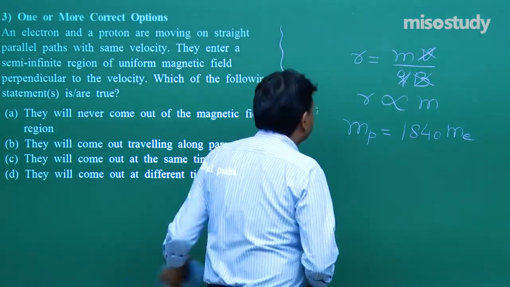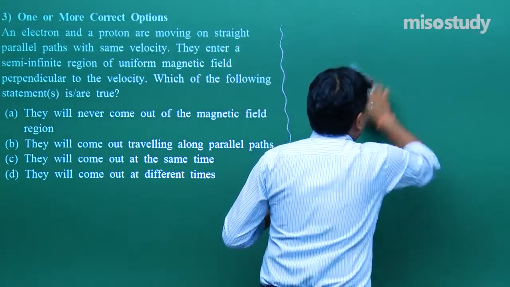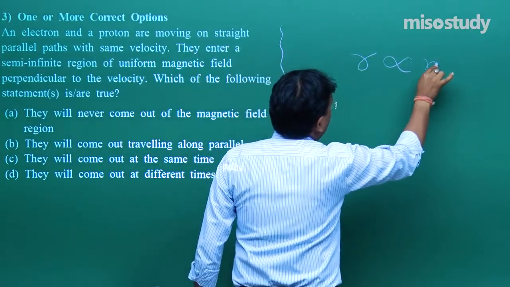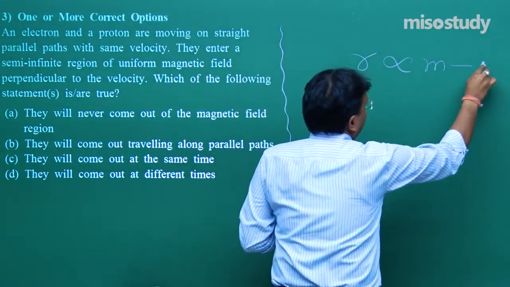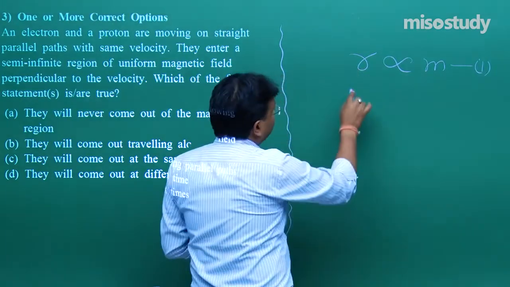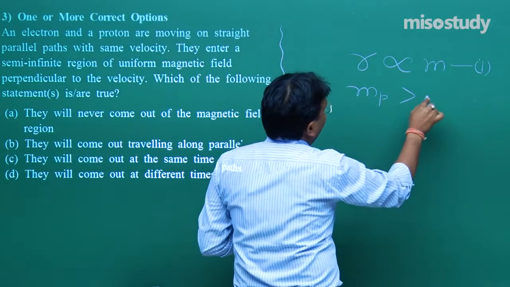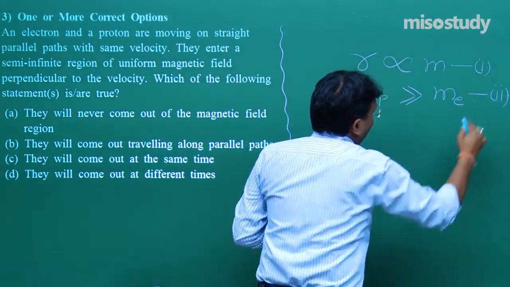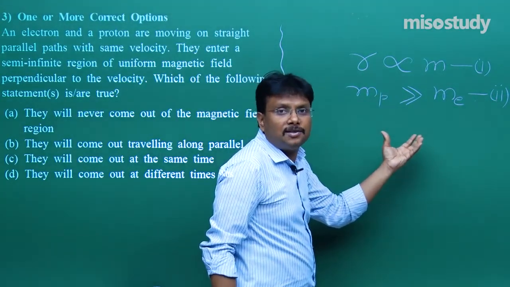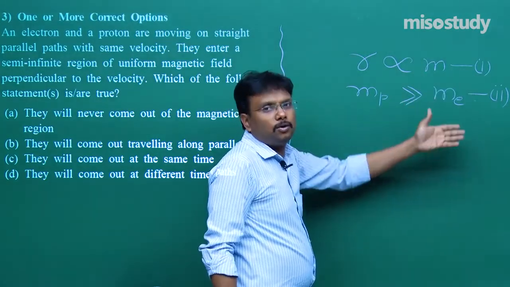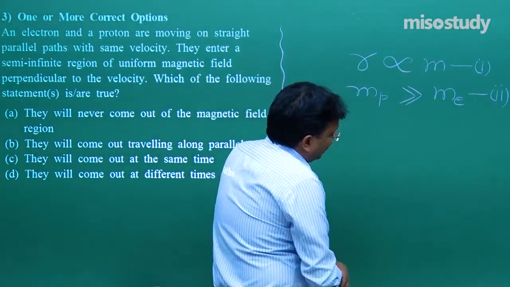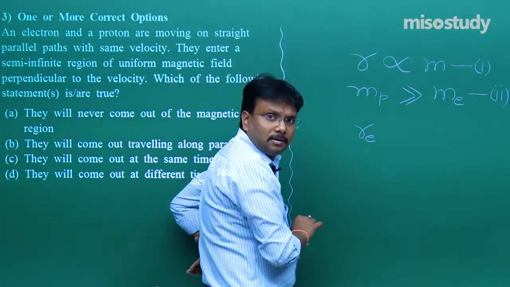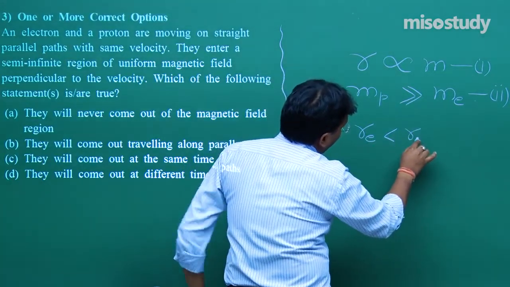Fine. So, let me write down the relation with a different approach, that is R is directly proportional to m, equation number 1, and mass of proton is very, very large compared to mass of electron. So, these are two facts with which we created this equation. Basically, I gave the names 1 and 2 to these facts. Fine. Now, if this is the situation, then what can I say? The radius of the electron path is less than the radius of the proton path.